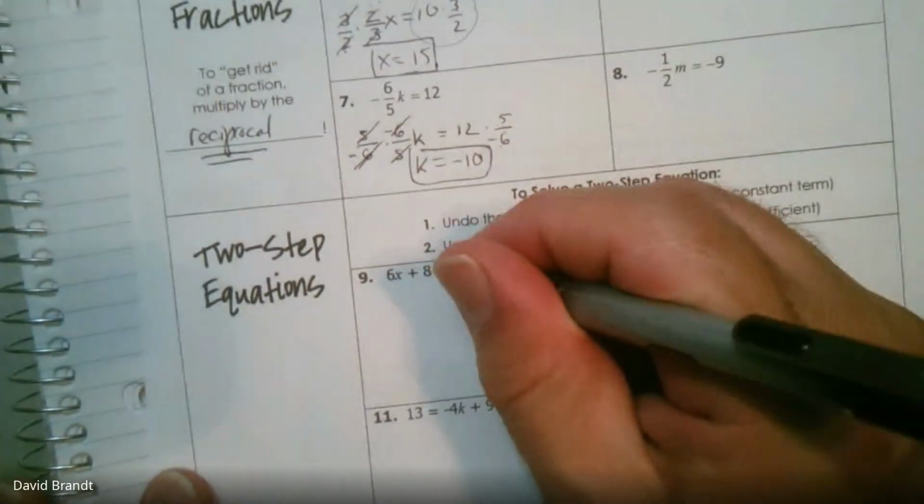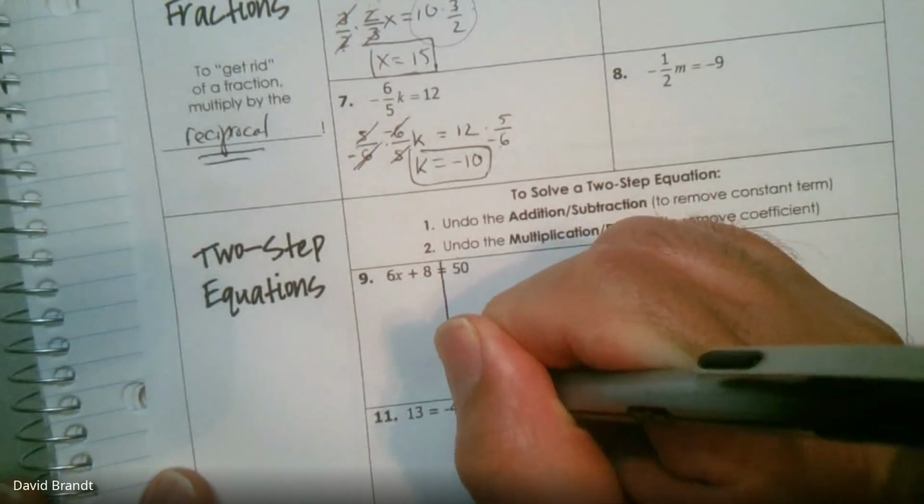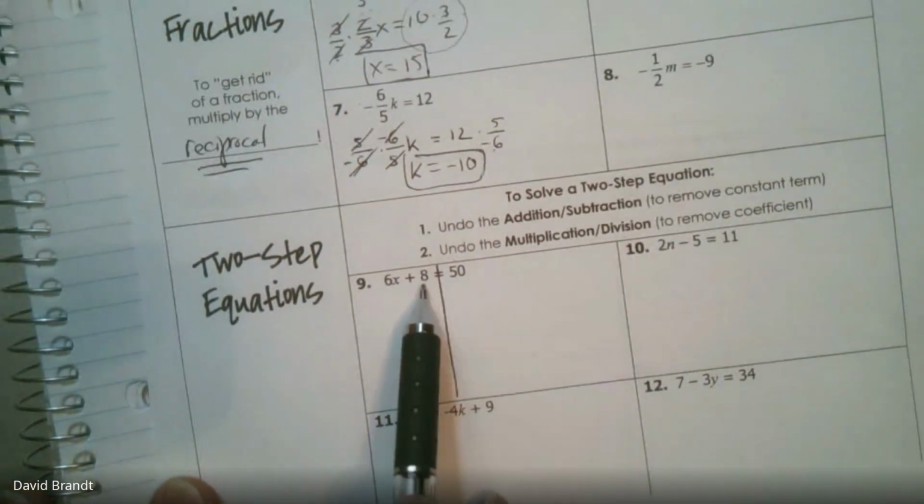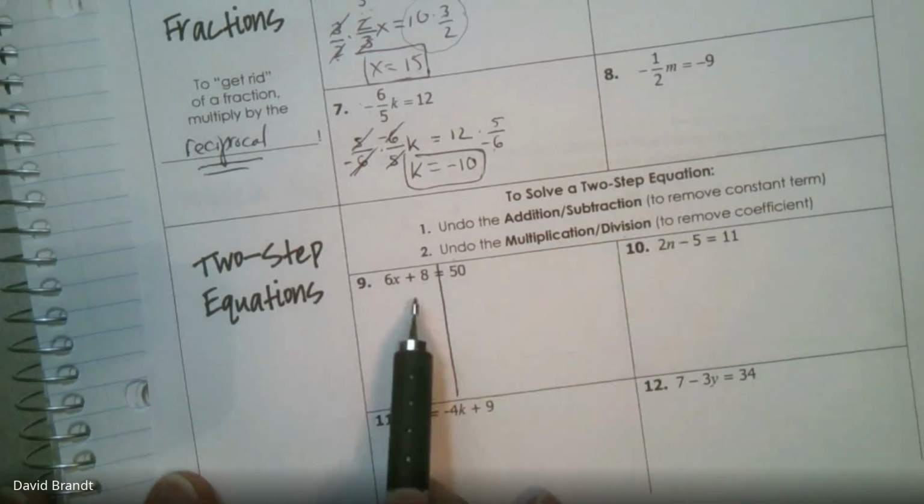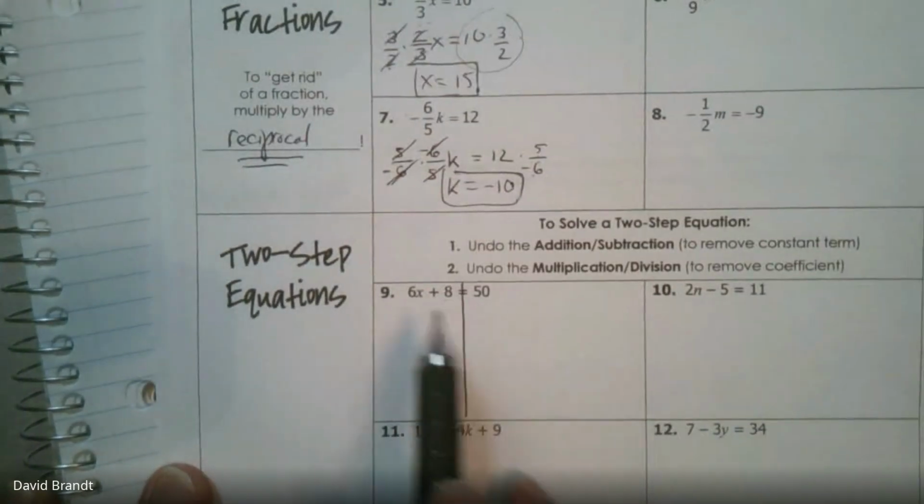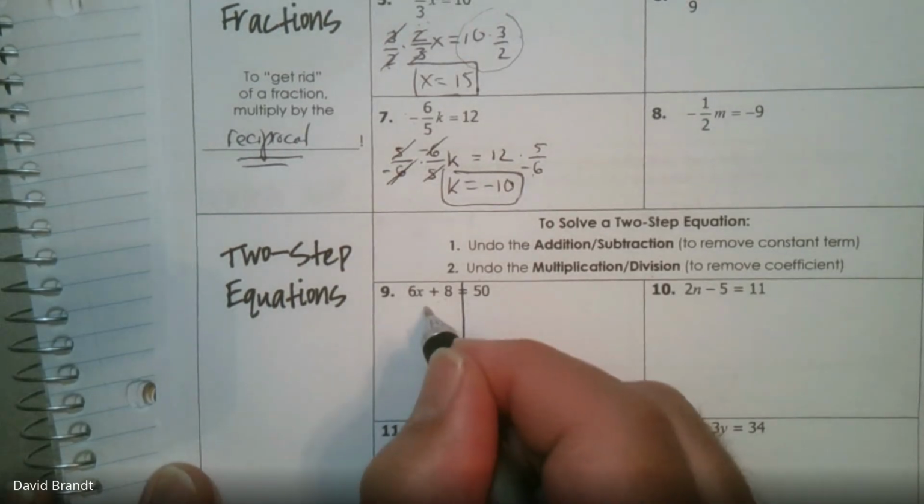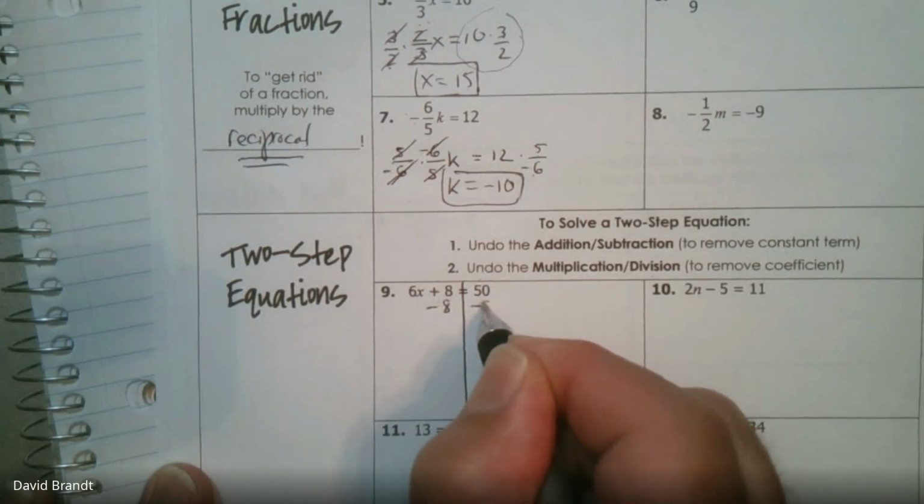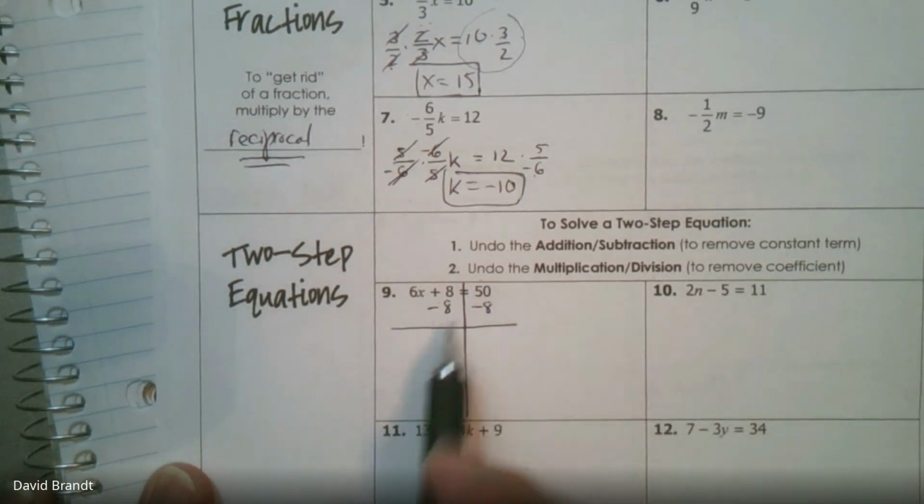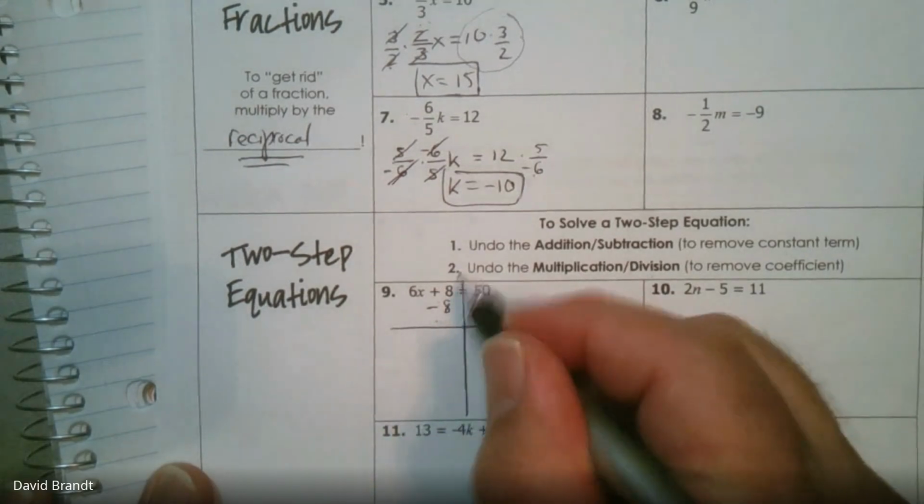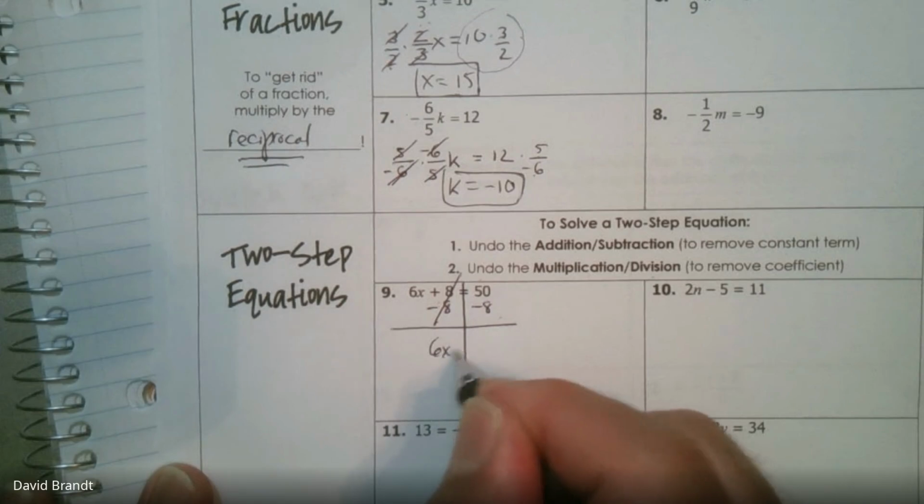Again, I like to draw a line down to keep the two sides separated. The constant is the number without the variable. I want to get rid of that number first. So how do you get rid of a plus 8? What's the opposite of plus 8? Well, you know that is minus 8. Whatever you do to one side, you have to do the other. Okay, minus 8, minus 8. What happens to the 8s? They cancel out. Bring down the 6x.